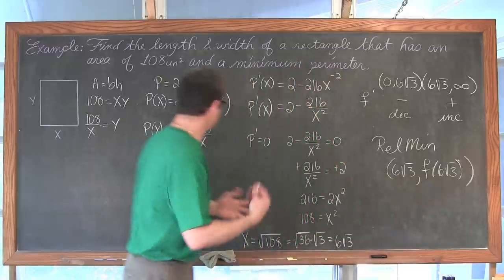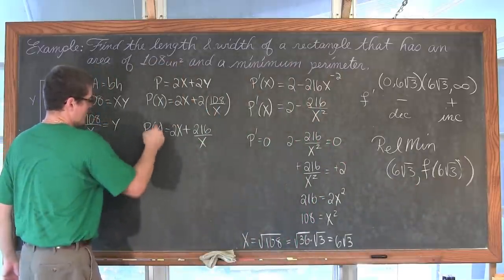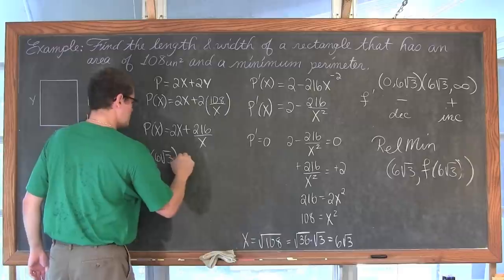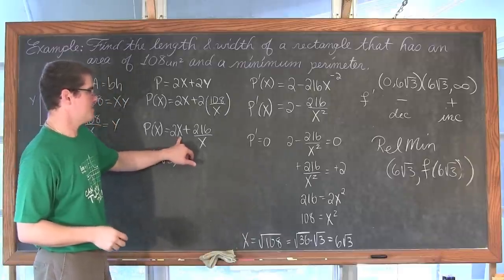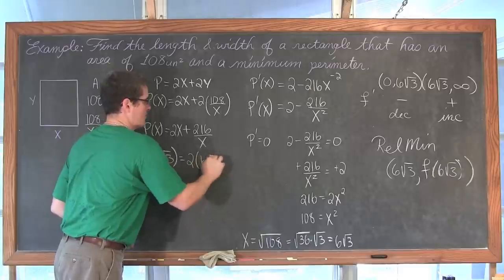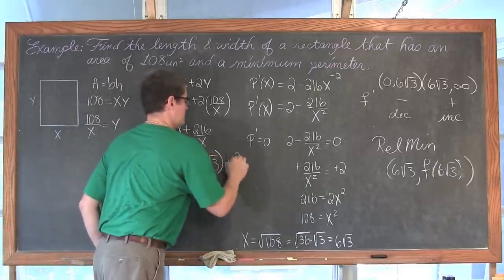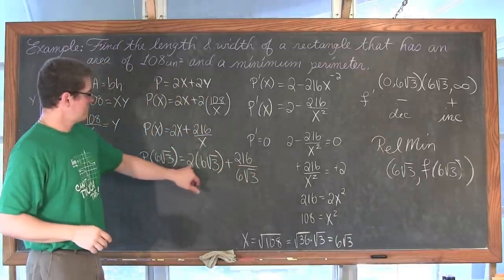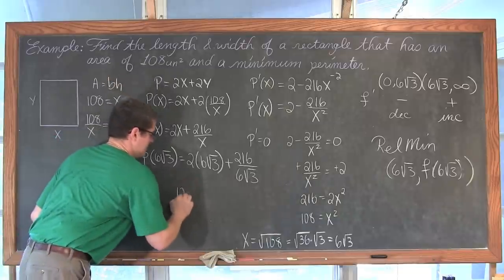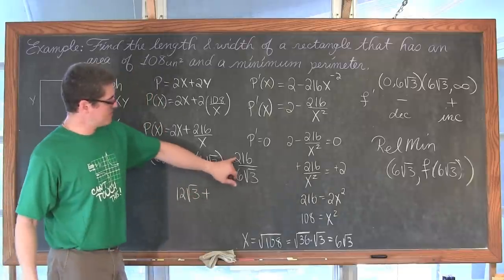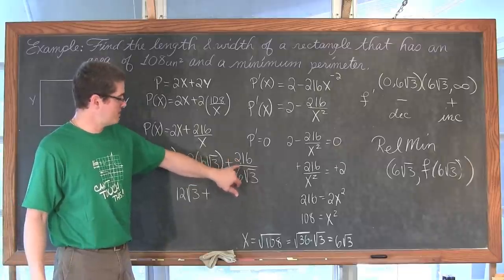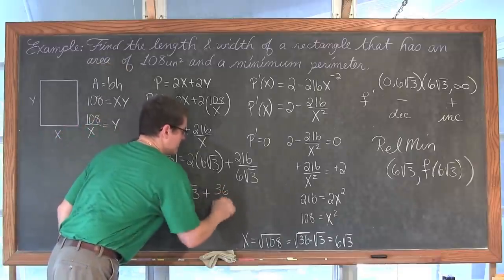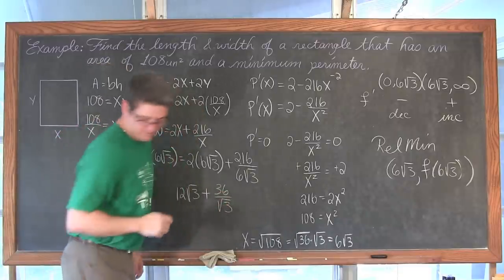Let's take that 6 square root of 3 and actually work it out by hand and find the perimeter, or P of 6 square root of 3, is going to be equal to, let's see here, well, that's going to be 2 times x, which is going to be 2 times 6 square root of 3, plus 216 over 6 square root of 3. Okay, now, well, 2 times 6 is 12. And 216 divided by 6, let's see here, 21 divided by 6 is 3, 18, that leaves you with 36, so it's going to be actually 36 over square root of 3, right? Off the top of my head?